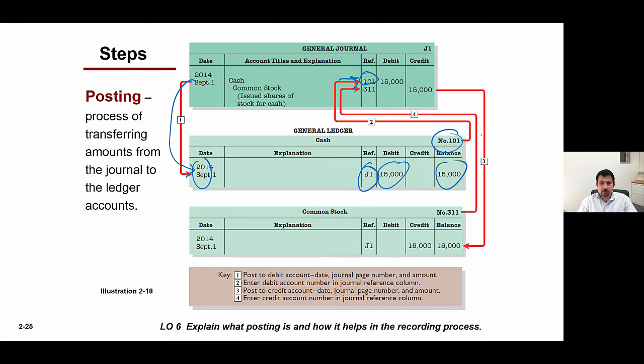Then we deal with the credited account. In this case it's common stock. Again we put the date, the amount under the credit column, the balance, and the reference, which is the journal reference. The last step is to take the credited account number and put it under the reference column in the journal. Now most of the time the explanations are not used in the ledger, as they can be easily traced back to the journal entry, so there is no need for redundancy.